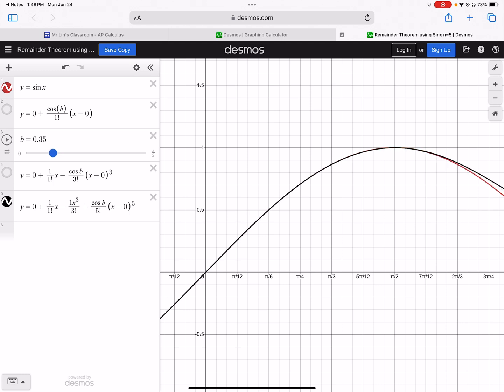We can get an even better approximation when we go to the next term. And you can see that between 0 and pi over 2, we have very good approximations.